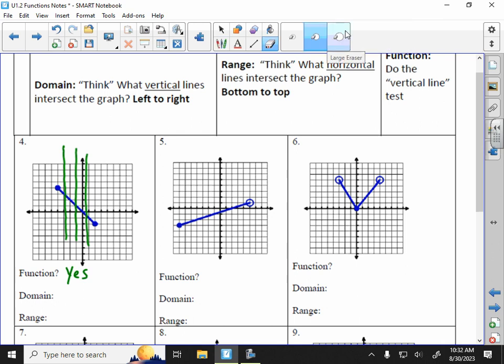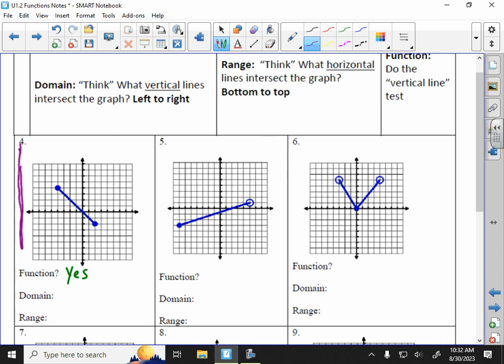Now to determine the domain, what we're going to do is look at all the vertical lines that actually intersect this graph, and we always have to move from left to right. So the first thing you want to look at is if you were to draw a vertical line at the furthest left that you can go. So we'll just draw a vertical line over here. And this is where negative infinity is. So the question is, will your graph ever intersect that vertical line where negative infinity is? Well, on this graph, no, it won't.